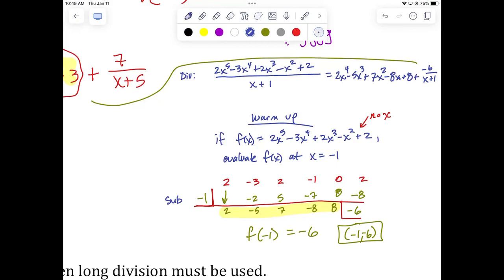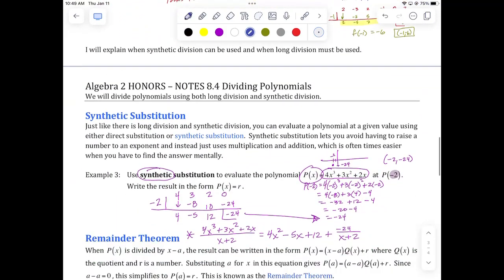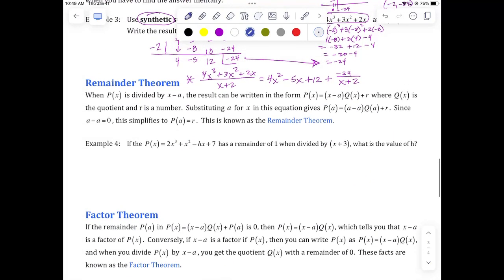So the process itself is identical, whether we're calling it synthetic substitution or synthetic division. The only difference is, what are we after? Are we after the function value, in which case we don't have to do all that extra writing? Or do we really want to write the division process as a quotient plus the remainder over the divisor? Everyone good? Everyone got it? Okay, great, super. Let's look at the remainder theorem.